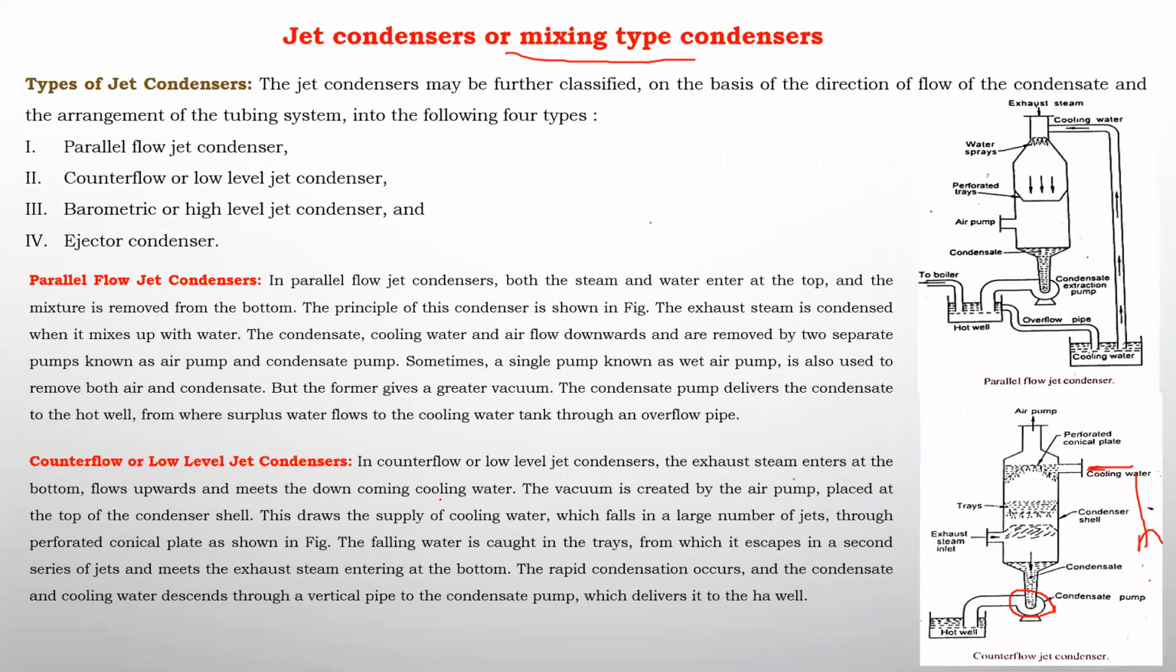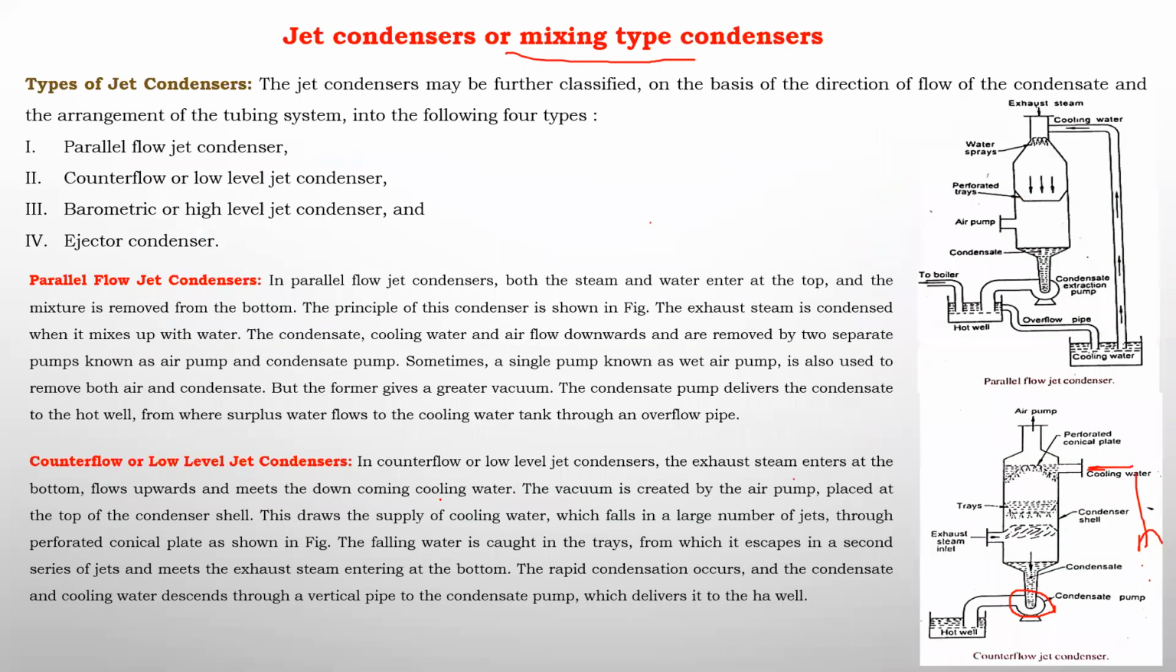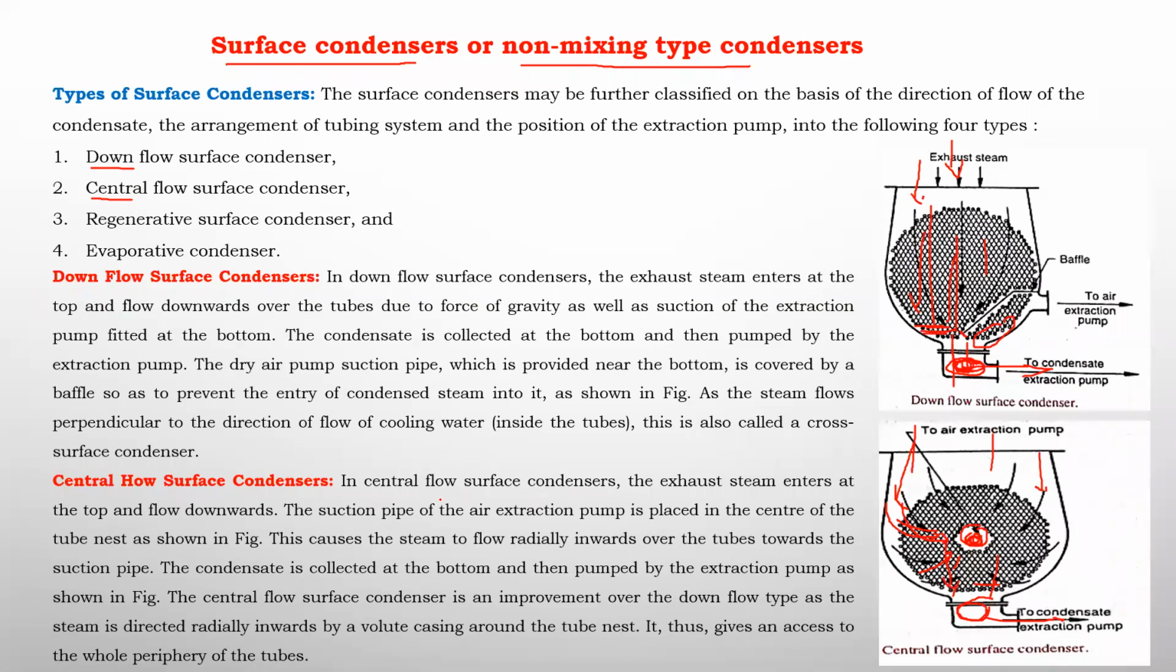There are two types of steam condensers in our syllabus: one is the jet type condenser, another one is the surface condenser. Jet is nothing but a mixing type, and the surface condenser is nothing but a non-mixing type. Jet condensers are further classified into four types: parallel flow, counter flow, barometric, and ejector types. And surface condensers are classified into four types: downflow, central flow, regenerative, and evaporative.